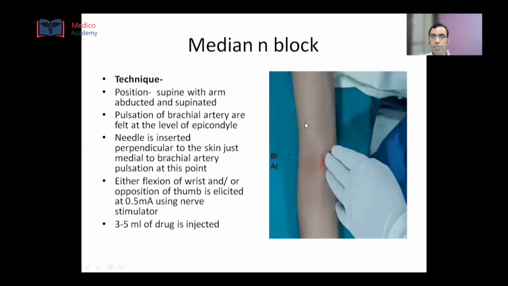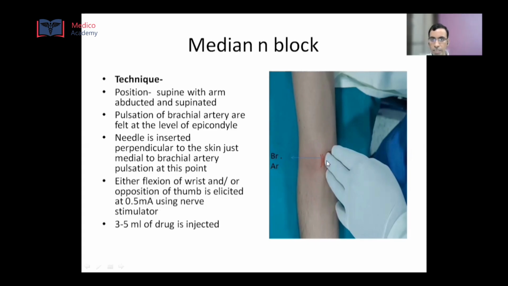For the landmark guided technique for giving median nerve block, the patient is placed supine with arm abducted and supinated. Pulsations of the brachial artery are felt at the level of epicondyle. The needle is inserted perpendicular to the skin, just medial to the brachial artery pulsations at this point.